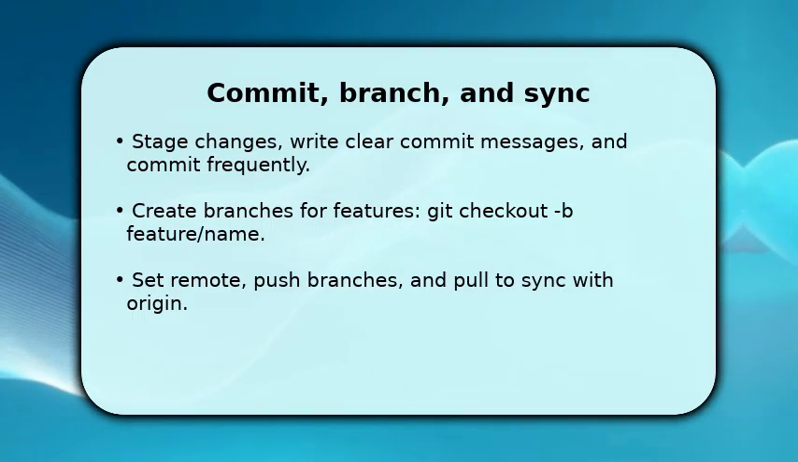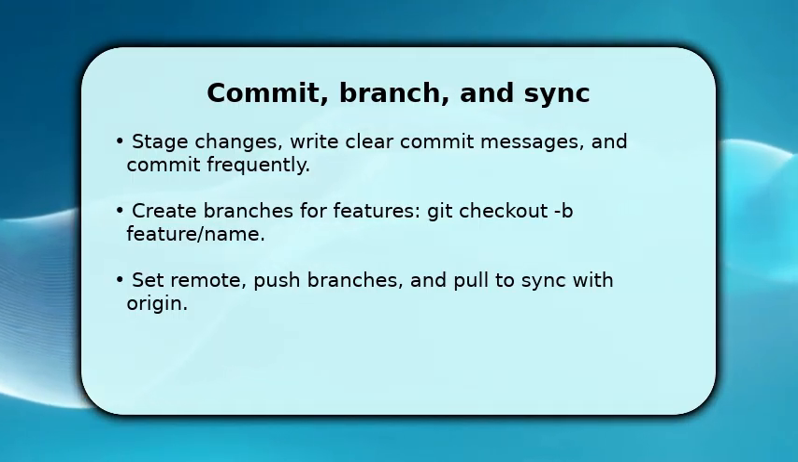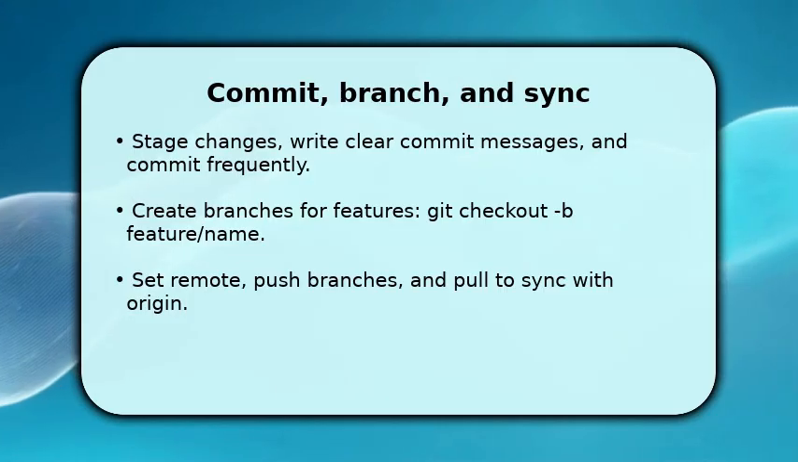For new work, create a branch with git checkout -b feature/name to isolate changes and switch context. Make incremental commits as you progress, then set or verify the remote repository and push your branch.